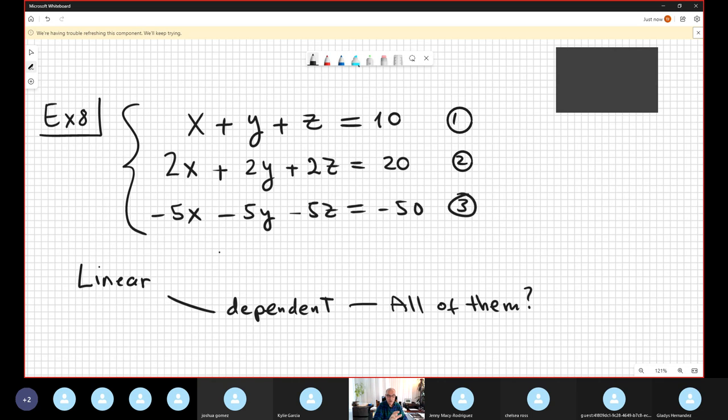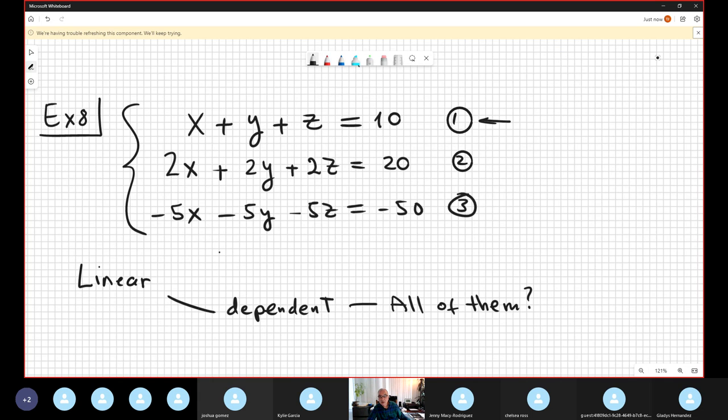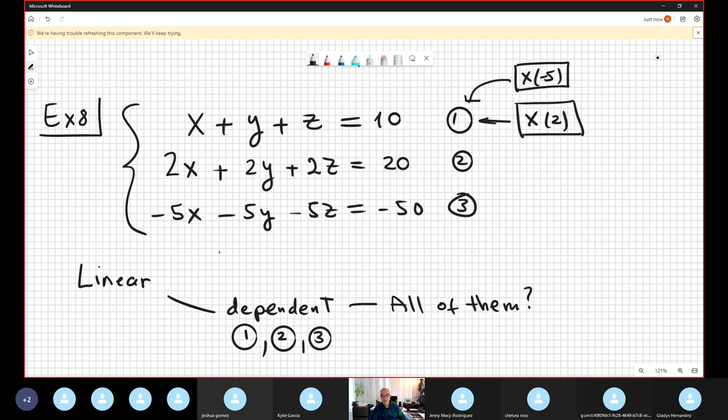If you take equation 1 and multiply by 2, for sure you get equation 2, yes or no? Therefore, 1 and 2 are dependent. Also, if you take equation 1 again and multiply by negative 5, you get equation 3. Therefore, 1, 2, and 3 are dependent. My problem is not three equations, it's only one equation, because they are dependent and they are the same.